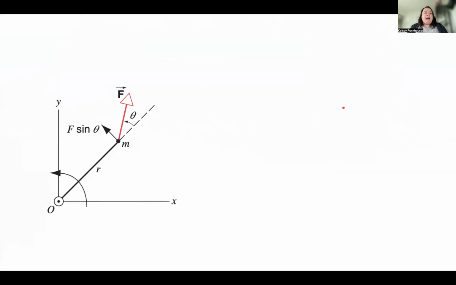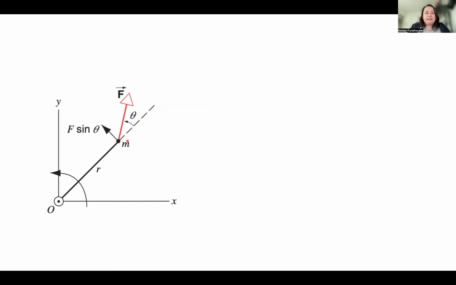Okay, so we have a mass rotating about the z-axis, which comes out of the screen. That's what this symbol means if you don't know. So we can look at the motion just in the xy plane. There is a force acting on the mass at this angle theta here. And that angle is coming from the radial line.